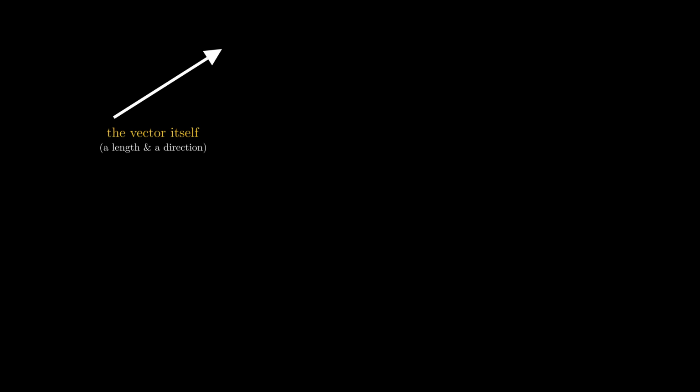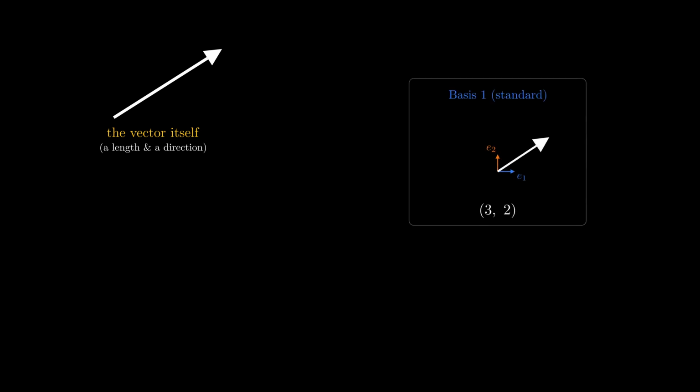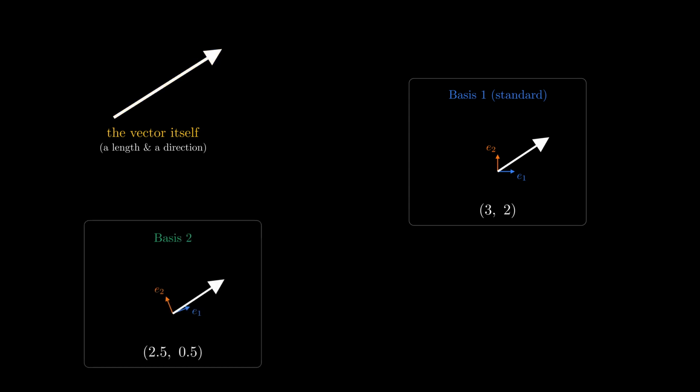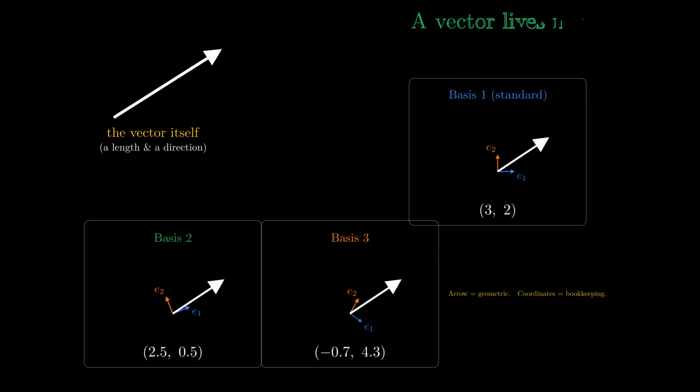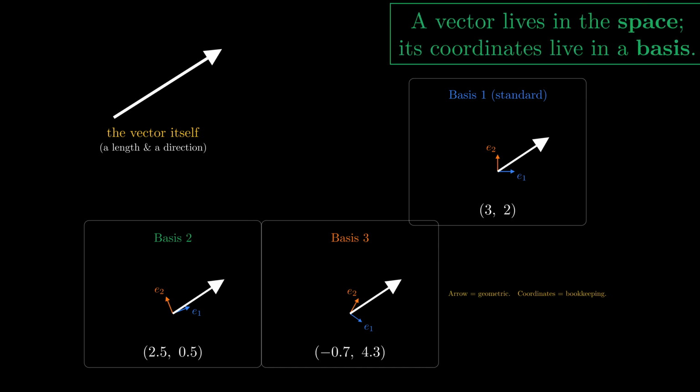Isn't (3, 2) just what the vector is? No, it's what the vector is relative to e1 and e2. The arrow itself is geometric, a length and a direction in space. The numbers are just bookkeeping in a chosen language. Drop the basis and the numbers lose their meaning. This is why mathematicians say a vector lives in the space, but its coordinates live in a basis.